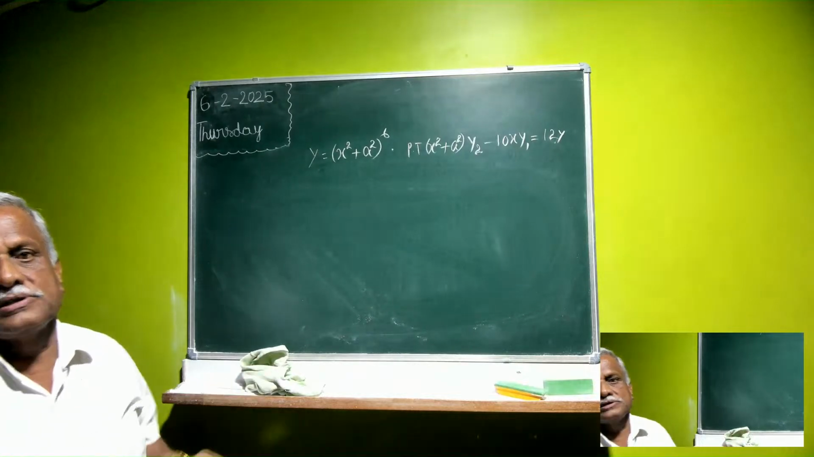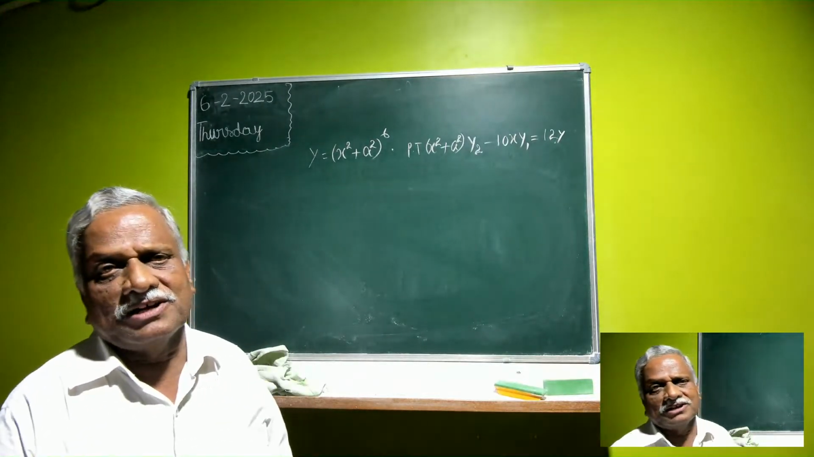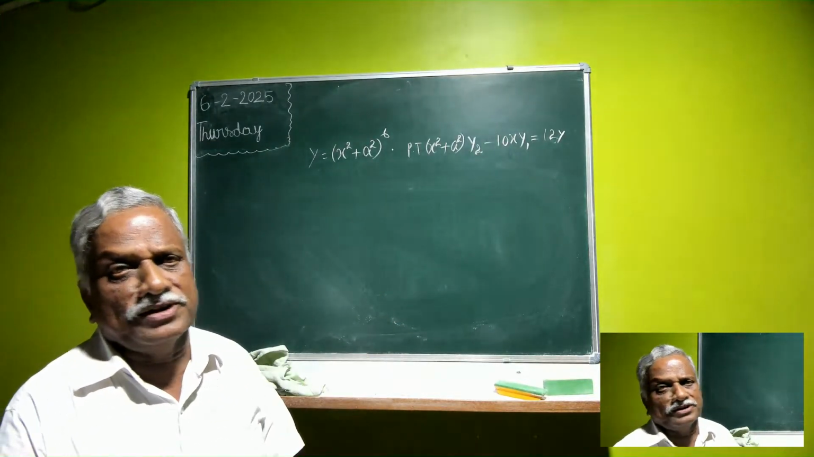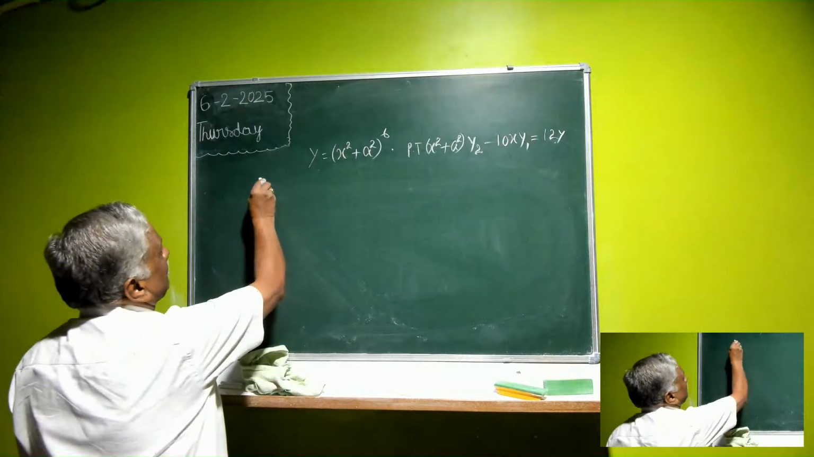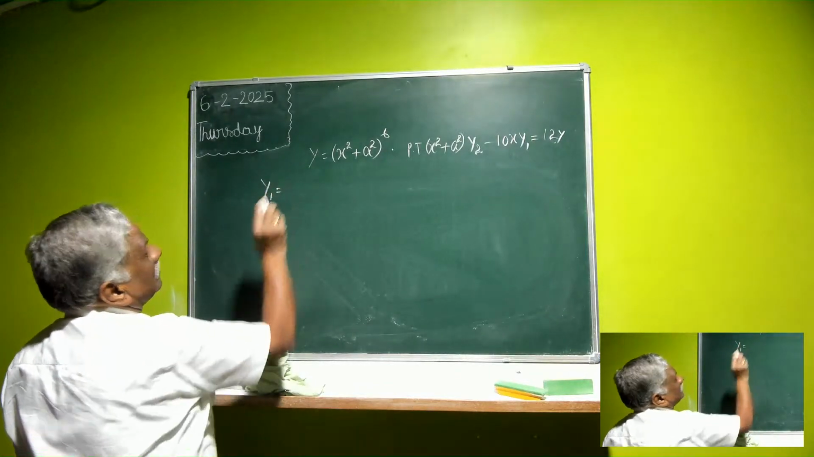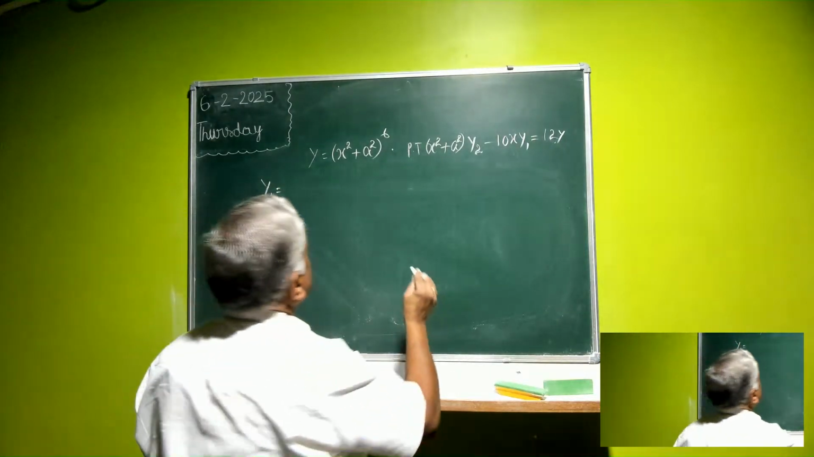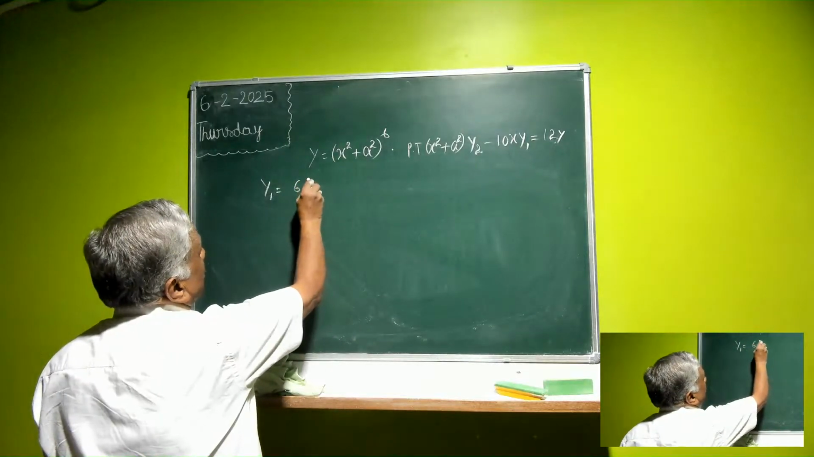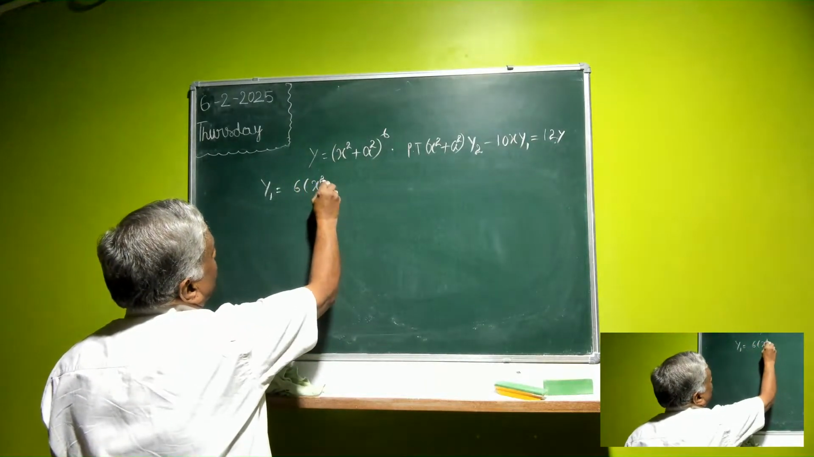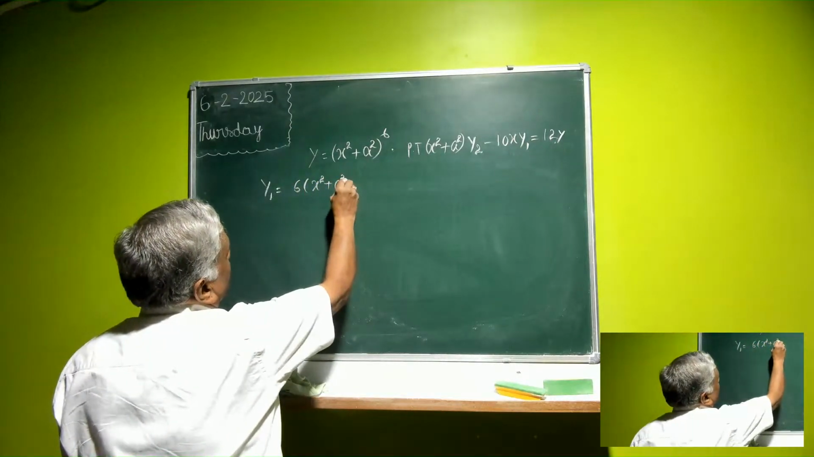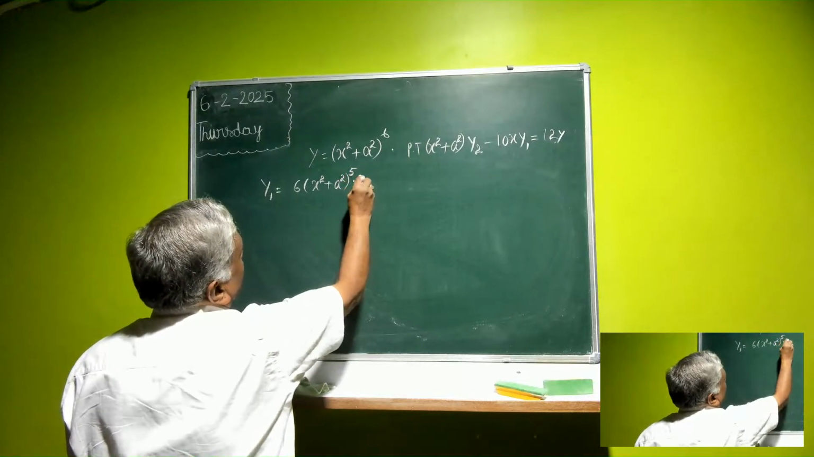Finally, the rules and the tools are very, very important. Whatever we are doing is just an extension of what we have done. So let us find y1. If you use chain rule, this is 6 into (x square plus a square) to the power of 5 into 2x.